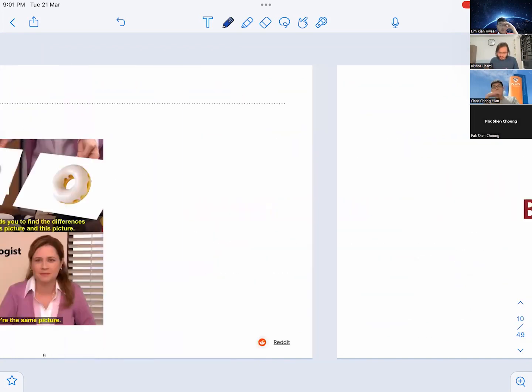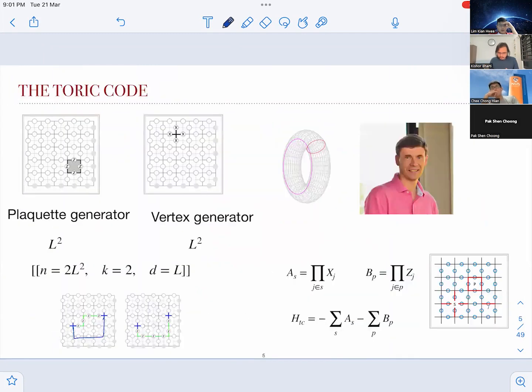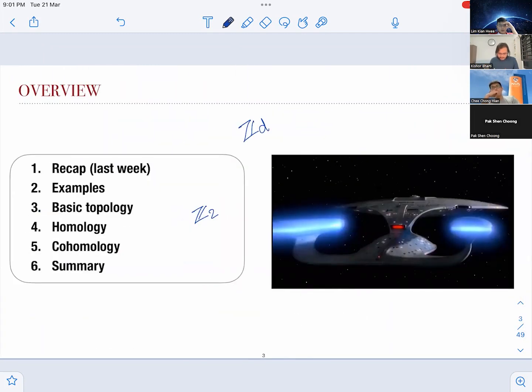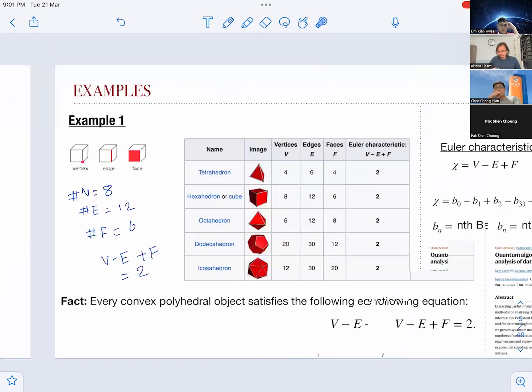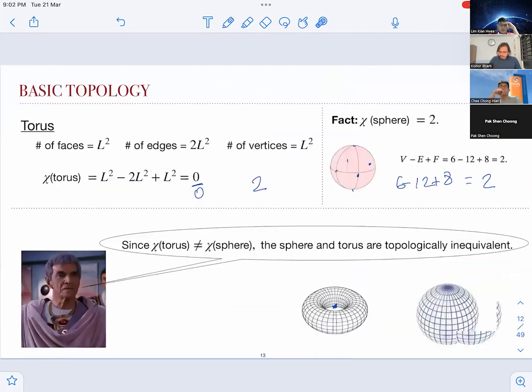So far we covered 3 motivating examples and basic topology, and that already covered a lot of things. I think today's discussion will be a bit longer because we are discussing several things today, so be prepared. Anyway, so we discussed all these things.